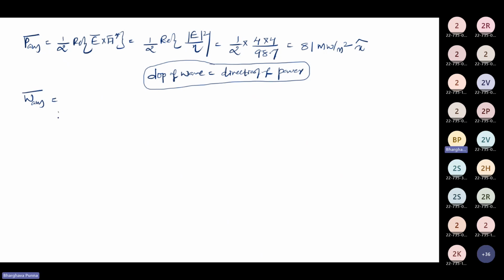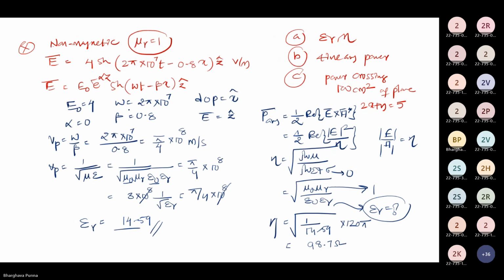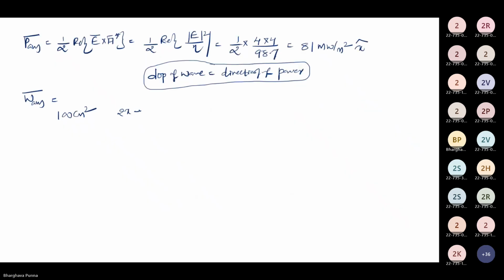Passing through 100 centimeter square area on the plane 2x plus y is equal to 5. Okay, this is the plane. This is actually an infinite plane, but we need not consider the total plane. On this plane, only 100 centimeters square we have to calculate. One thing you remember, we got the power density in milliwatts per meter square, so units must be the same. But they have given 100 centimeters square.